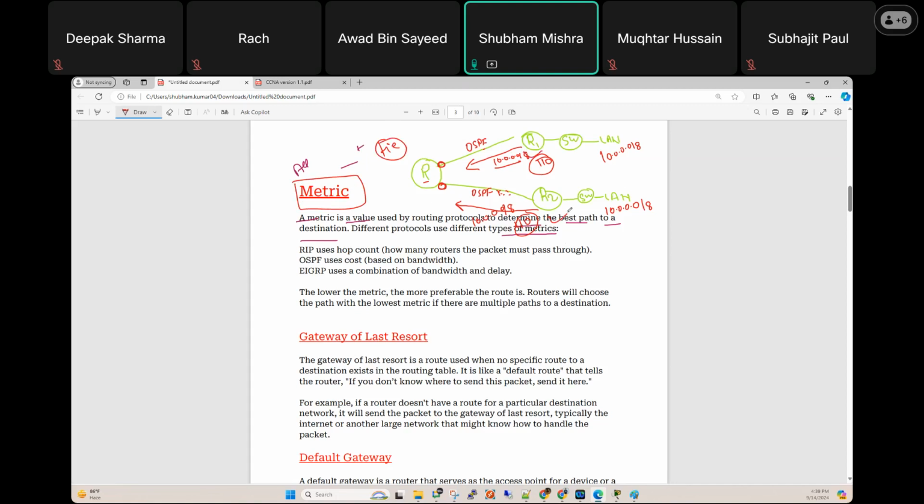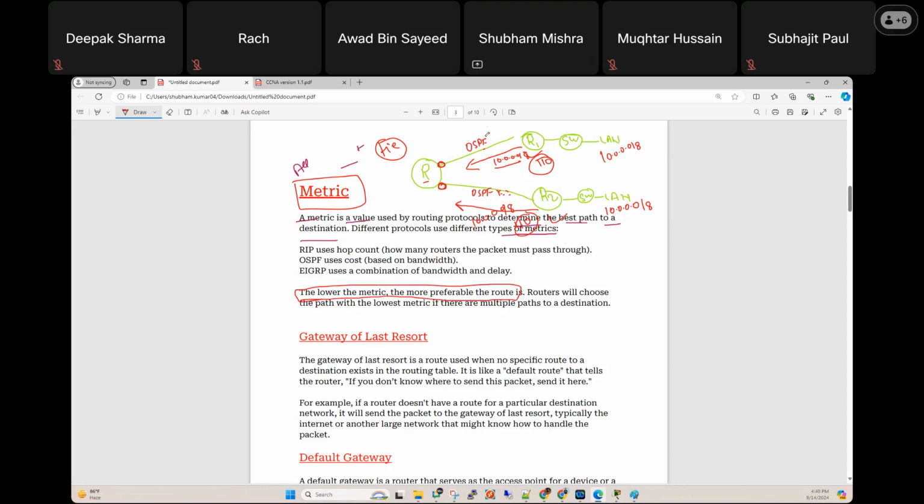Do you guys understand? Clear? I hope you understand the meaning of metric. Basically, when the AD value ties, then the next criterion is the metric. The router will choose the best path according to the metric. For example, and one more thing, please see here. I already wrote that the lower metric is always preferable. The router always prefers the lower metric.